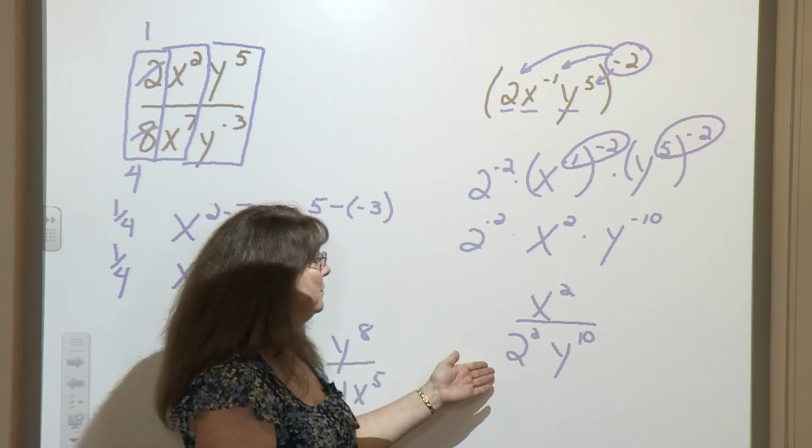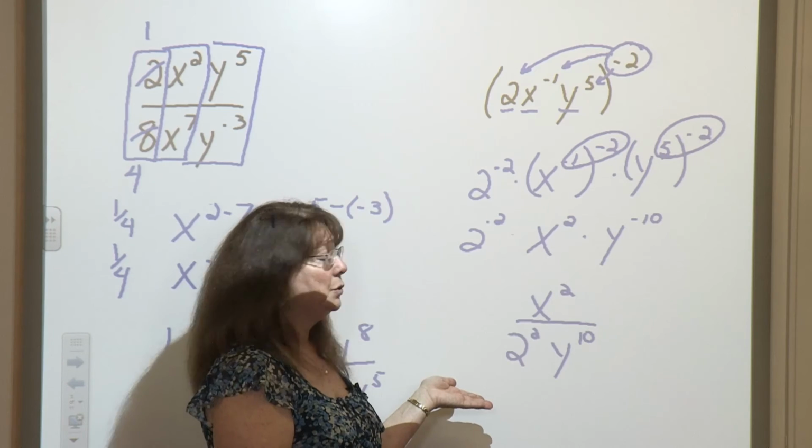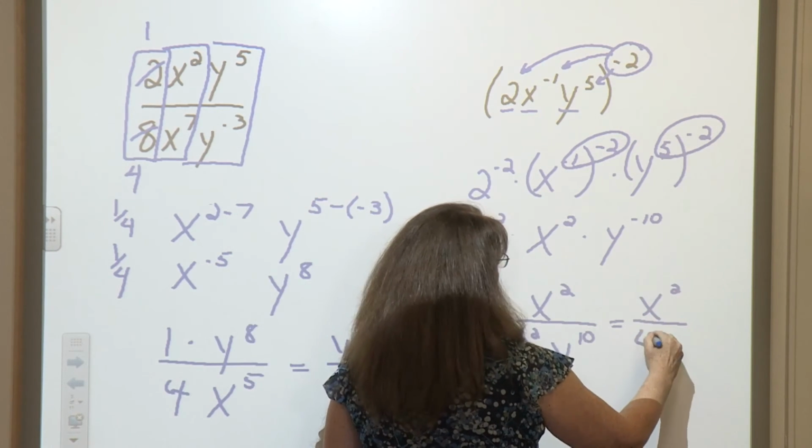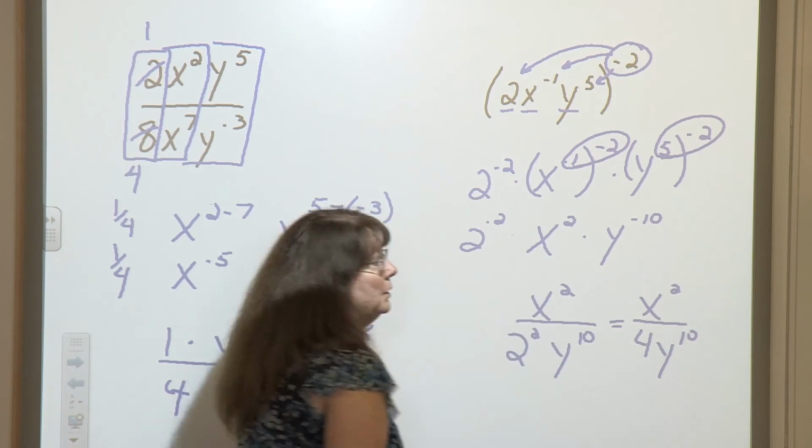Again, they probably won't leave the 2 being squared. They'll go ahead and actually square the 2. So you typically see this as an x squared on top and a 4y to the 10th on the bottom in the answer section.